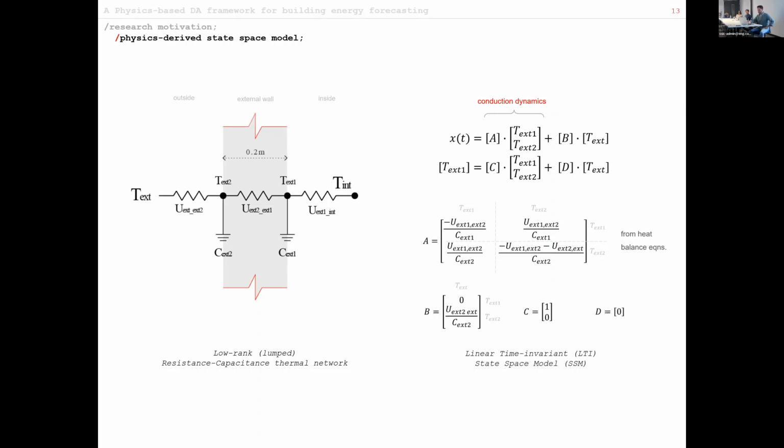Now, if I go a step ahead and substitute these states into the state-space equation, we can derive the A, B, C and D matrices either from data, as I said earlier, but also directly from physics, because we have these heat balance equations. We just use the differential equations we derived for each node and the RC network to inform and populate these matrices.